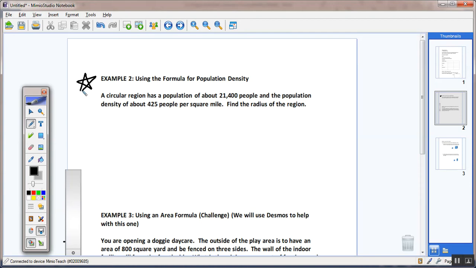Okay, so what are we asked to find right here? Radius. So if we're asked to find a radius, the assumption is we're looking at a region that's what shape? Circle. So I'm going to make a picture here real quickly. I'll do my best to draw a circle.